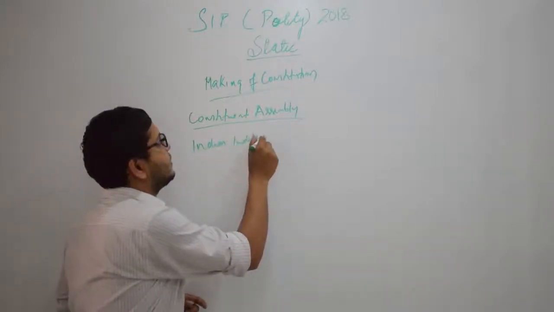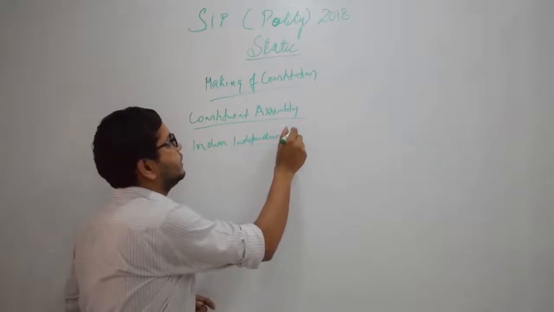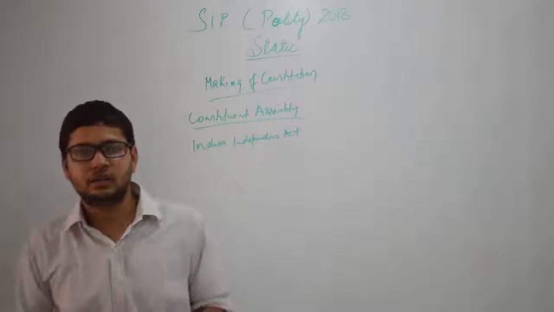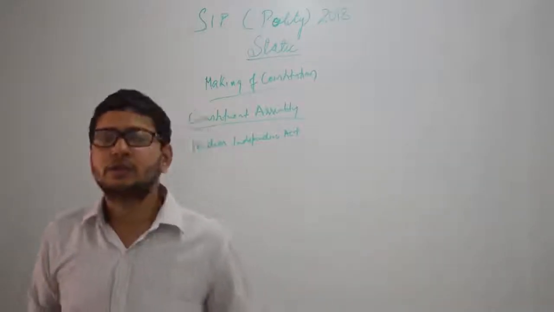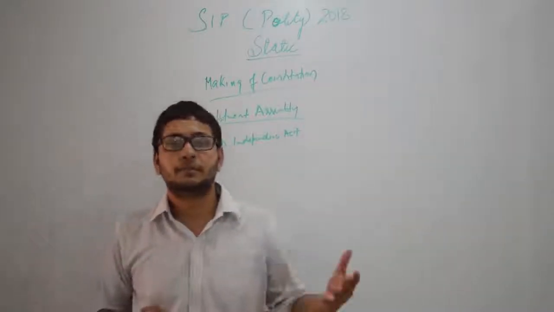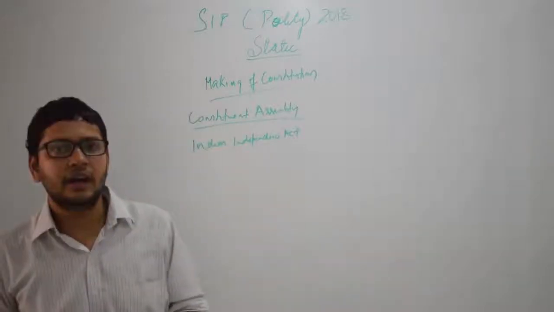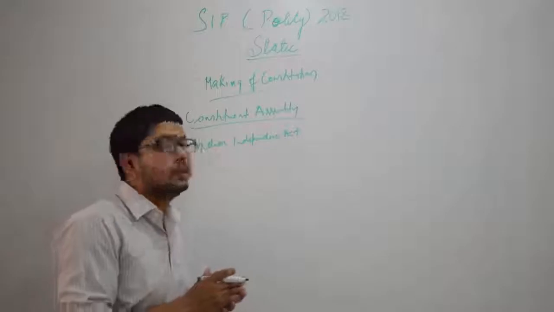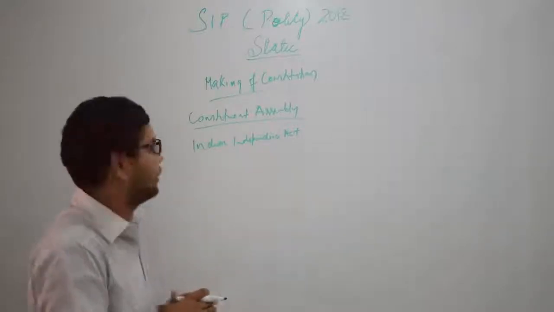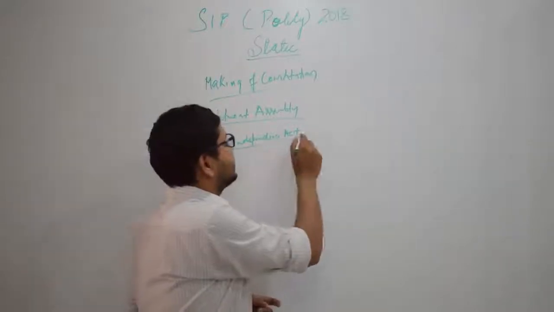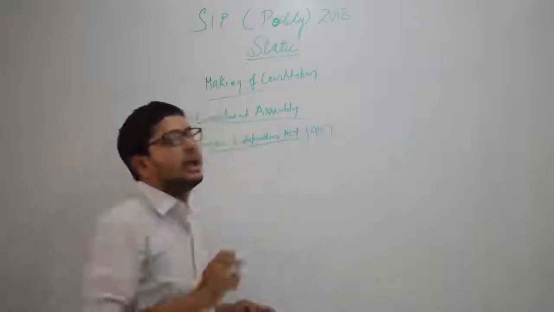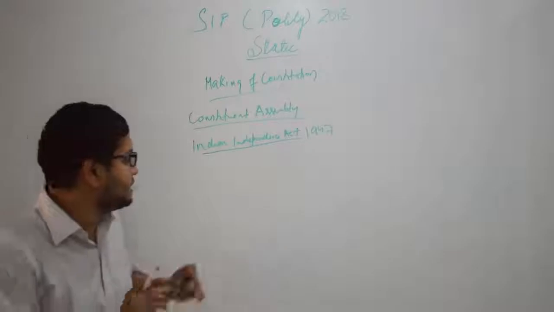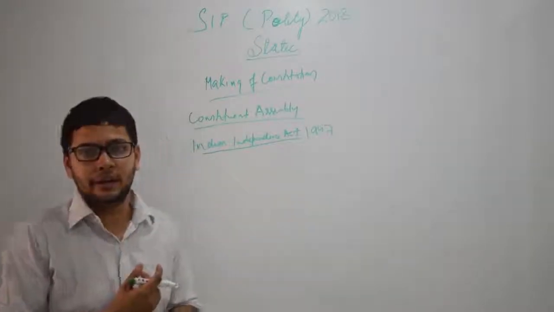So when Mountbatten came to India, he came up with a plan that India would be divided into Hindu majority India and Muslim majority Pakistan. After that, the British Parliament passed an act known as the Indian Independence Act 1947. This act gave three powers to the Constituent Assembly, or changed the working of the Constituent Assembly.